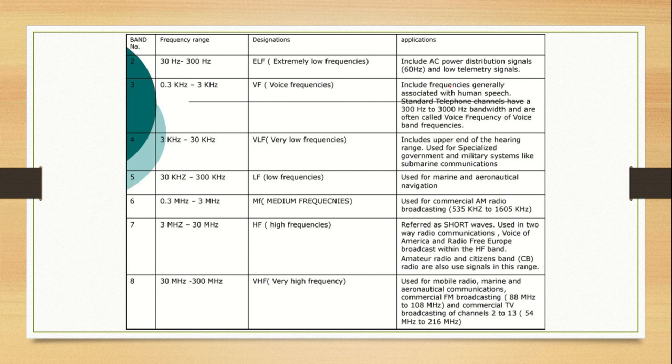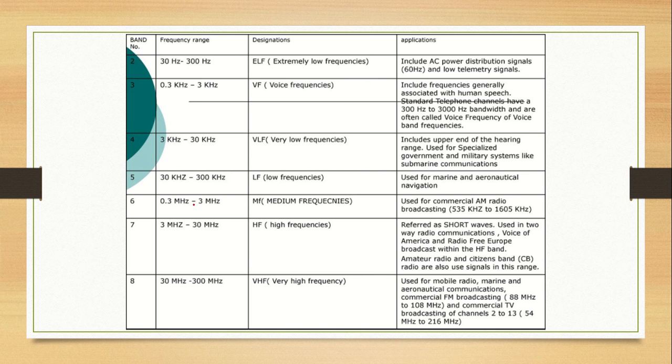So it includes frequencies generally associated with human speech. Standard telephone channels have a 300 Hz to 3000 Hz bandwidth and are often called voice frequency or voice band frequencies. Then for 3 kHz to 30 kHz, that is very low frequency, includes the upper end of the hearing range, used for specialized government and military systems like submarine communications. Then 30 kHz to 300 kHz, low frequency, used for marine and aeronautical navigation.